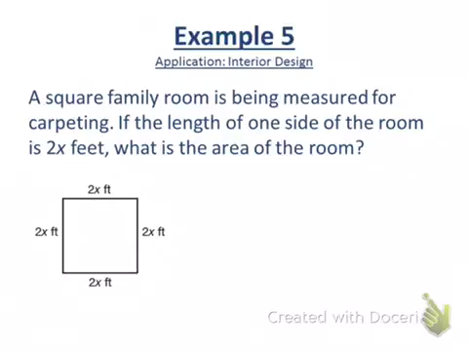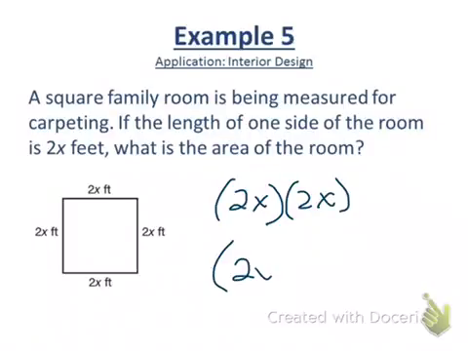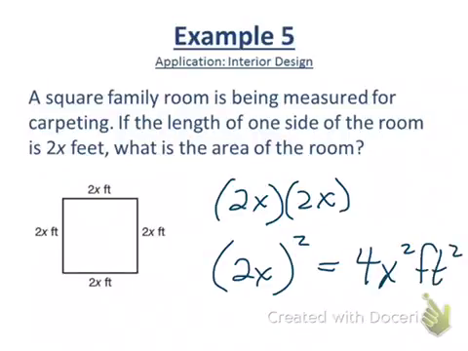What about this one? A family room is being measured for carpeting. If the length of one side of the room is 2x feet, what is the area of the room? 4x squared. Now we could look at that as a product, right? 2x times 2x. We could also look at it as a power, where you square each piece. But either way, you're going to get 4x squared feet squared. Get your units, okay? 4x squared feet squared.